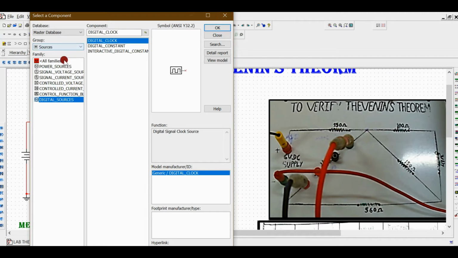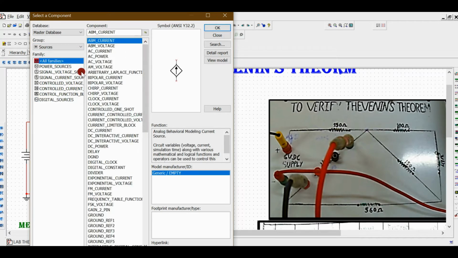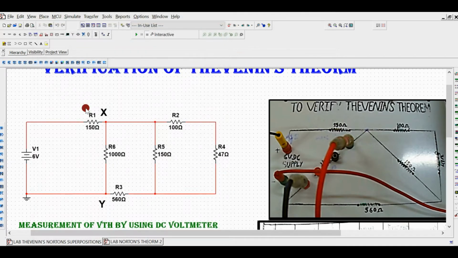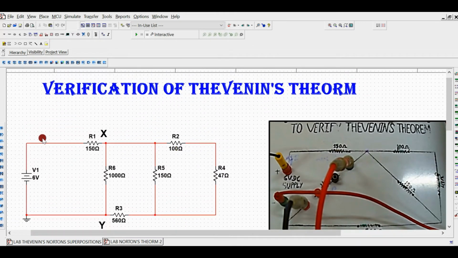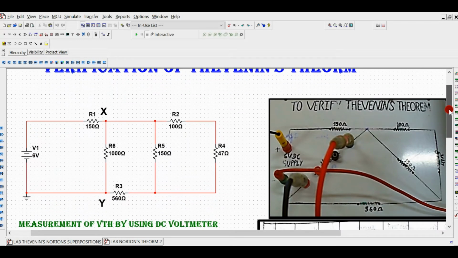So from here you can just import each and every component, and by clicking OK, you can import each and every component and you can construct the circuit. So guys, let's start verifying the circuit. I have already prepared it over here.